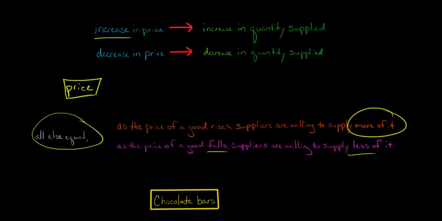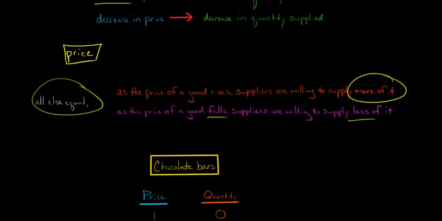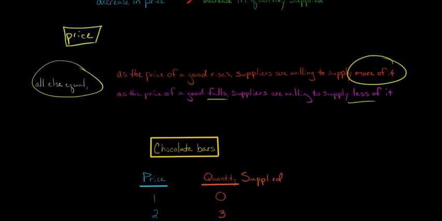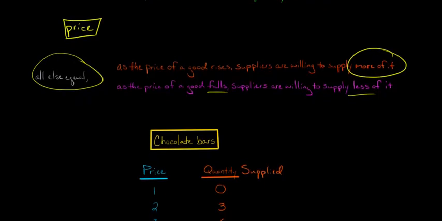So let's think about the market for chocolate bars, and we can put together something called a supply schedule where we look at different prices and we say, okay, at this price, what would be the quantity that producers would be willing to supply? So when we're talking about quantity, we're talking about quantity supplied. At a price of $1 or €1, let's say that chocolate bar producers wouldn't produce any chocolate bars at all. They say, hey, we're not going to produce any, so the quantity would be 0. But if the price were to go up to $2, then they say, you know what, we would supply 3 chocolate bars at that price.